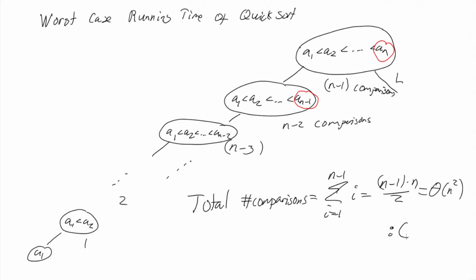So if you're unlucky in the choice of pivots, you can have a bad running time. However, we will show that when we select the pivot at random, this is very unlikely to happen, and in fact the expected running time is very good. Because it's very unlikely that you always select the last or the biggest element as your pivot.